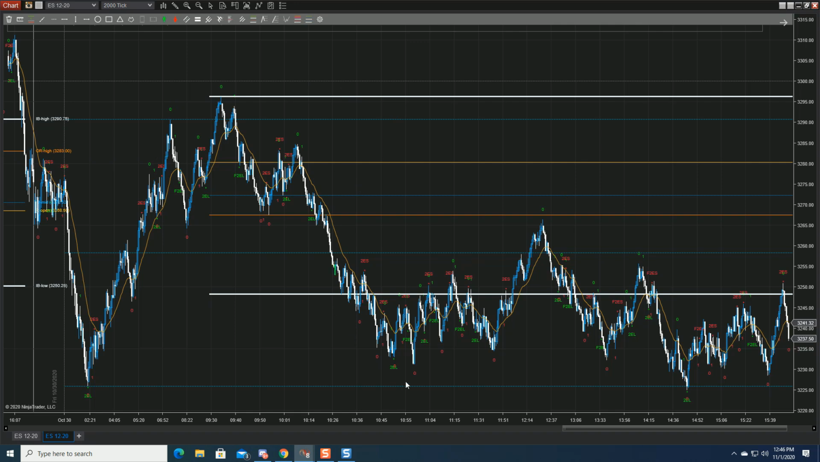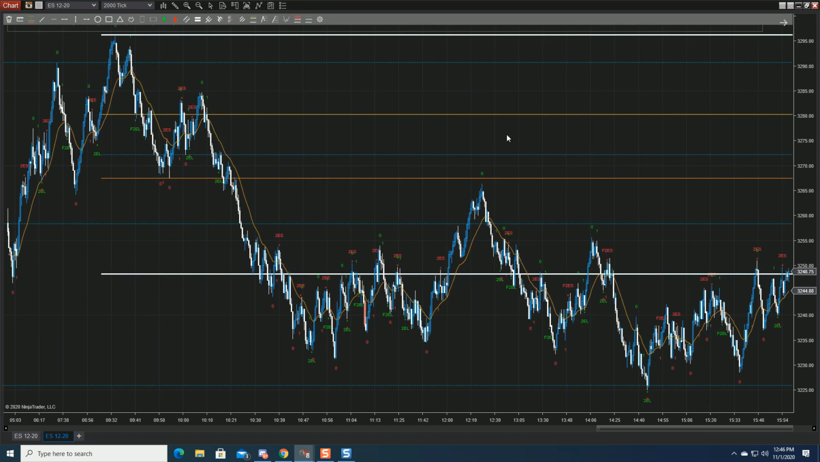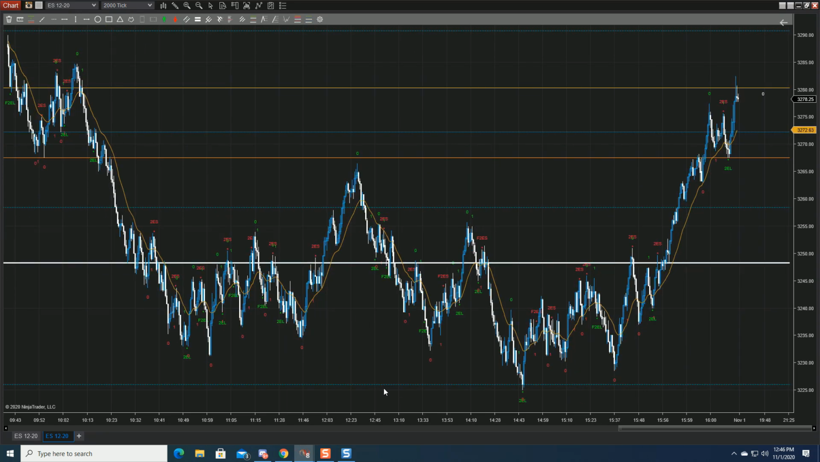I'll side note here, if you're not using the initial balance, you need to be using it. As I've said many times, with the addition of VWAP here, the IB high and low and VWAP, those are the three most important numbers on the playing field every day. You have to know where they are because algorithms are tied to them.